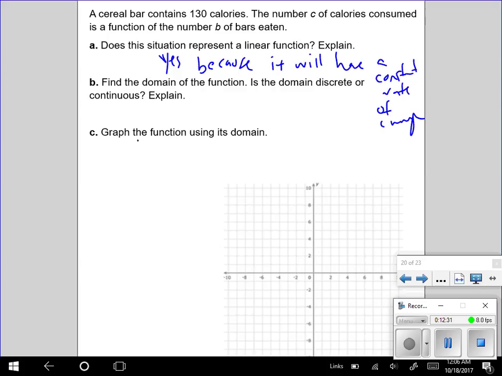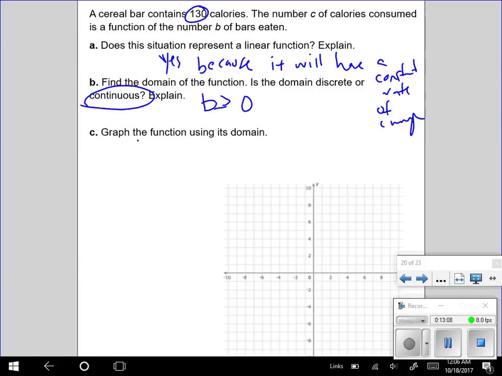So actually the domain of this would be B is greater than or equal to 0. You could have any number because you can eat 3/4 of a cereal bar, you can eat anything. So any number that's bigger than 0, because you're not going to eat a negative cereal bar, okay, so any number that's bigger than 0 could be an option that you would plug in. So we know that for every 1 bar eaten, we have 130 calories, okay. This is a continuous graph because we're including all of those numbers.